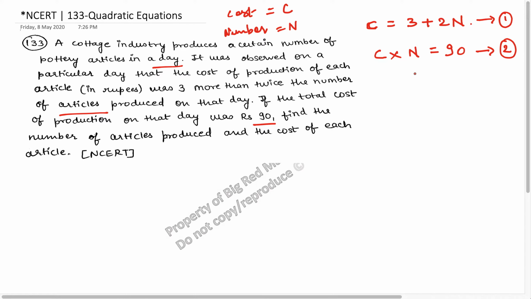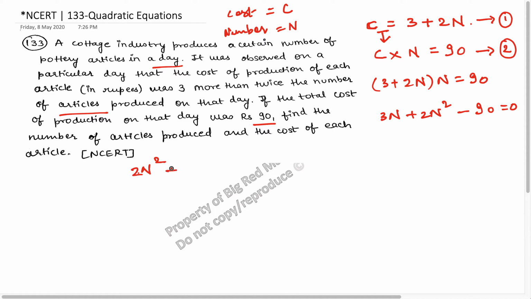So this is condition 1 and this is condition 2. Okay, if I just replace the value of C from here into this equation, I should get the answer. So what it actually becomes is (3 plus 2N) multiplied by N is equal to 90. And if I solve this further, what I get is 3N plus 2N square minus 90 equal to 0. Let me write it in the standard format of a quadratic equation. This is 2N square plus 3N minus 90 is equal to 0.